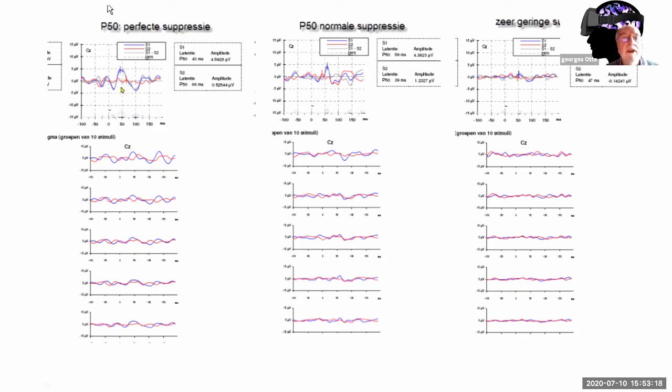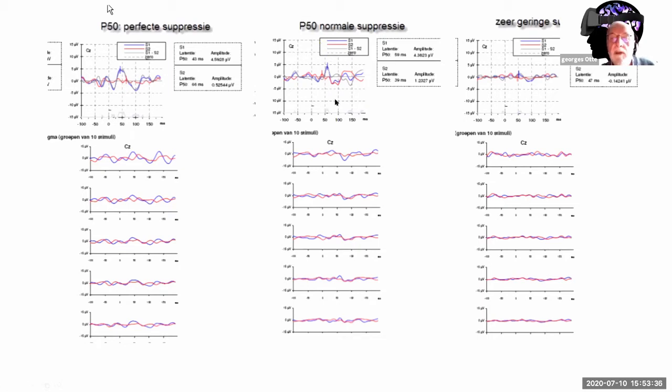And here you see the first, this is the average, the complete average of the S1, the first stimulus, the first tock, and the red one here is the second tock. And you see there is a practically perfect suppression of the first in comparison to the second. This was a normal patient.